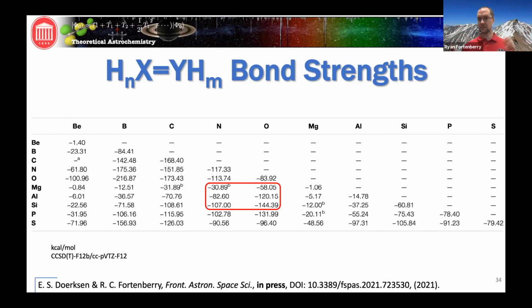Well, that kind of makes sense. Silicon's in the p block. It's going to have more availability to shift its orbitals around. So maybe that could have something to do with it. But this is kind of the side note.